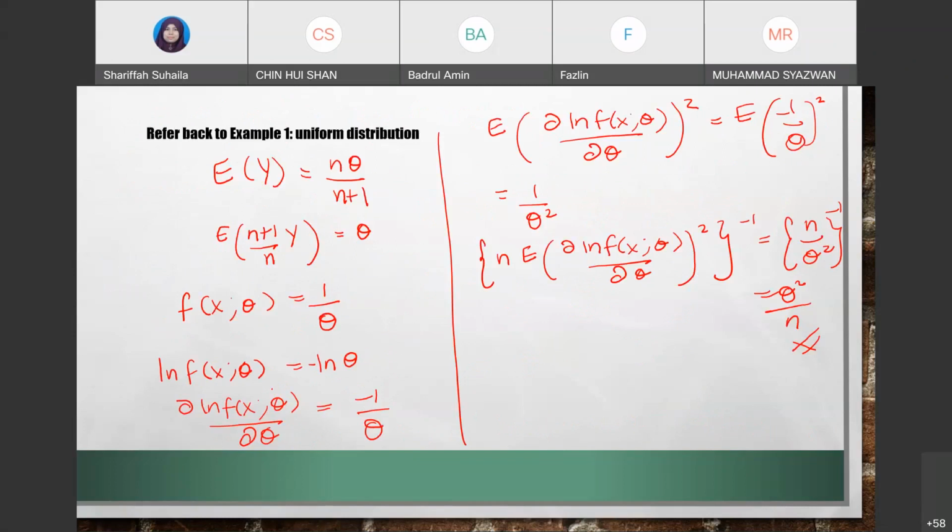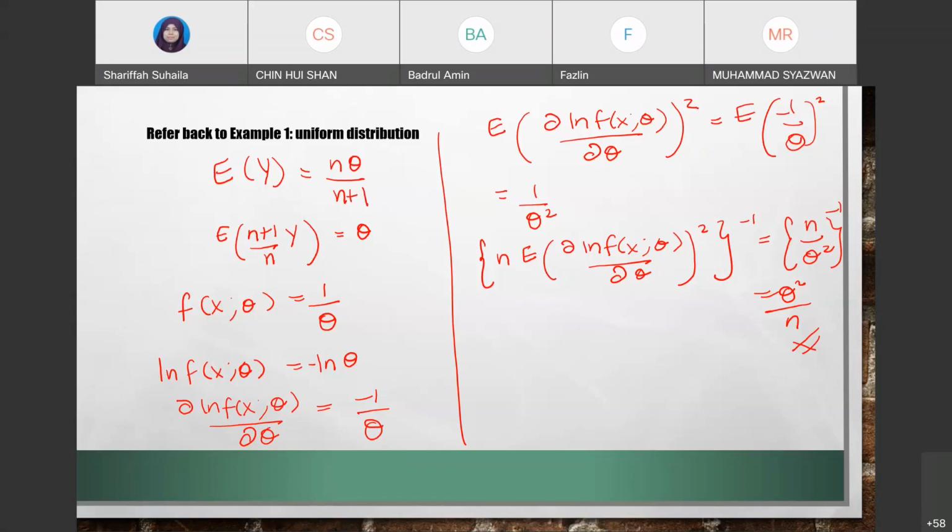So ln f(x; theta), which is ln 1, 0, minus ln theta, so minus ln theta aja. So differentiate, minus 1 over theta. So saya buat expected value of d ln f(x; theta), and then square. Okay, so you get 1 over theta square. So n times expected value of this one, so you get theta square over n. Okay, so this is your value for your Cramer-Rao lower bound.